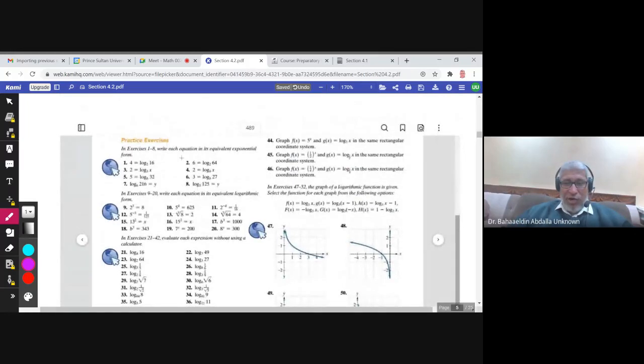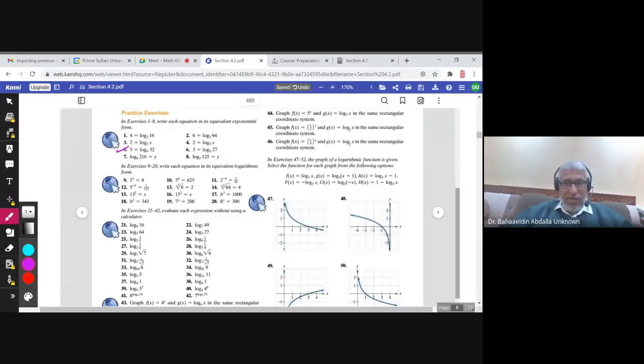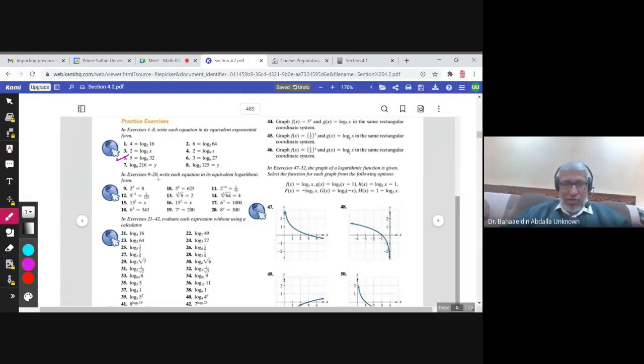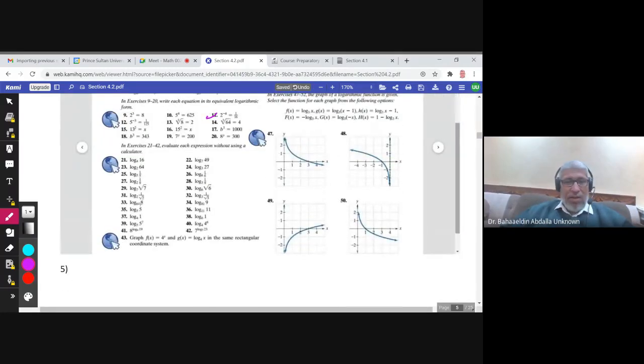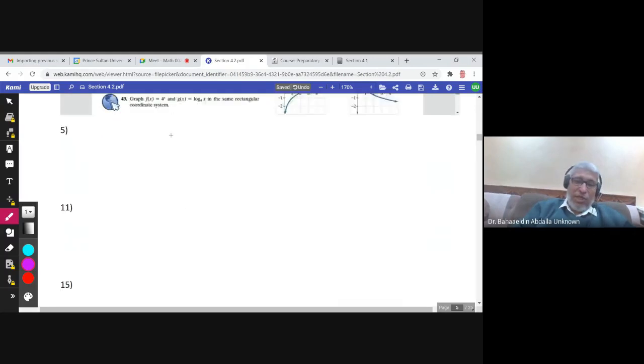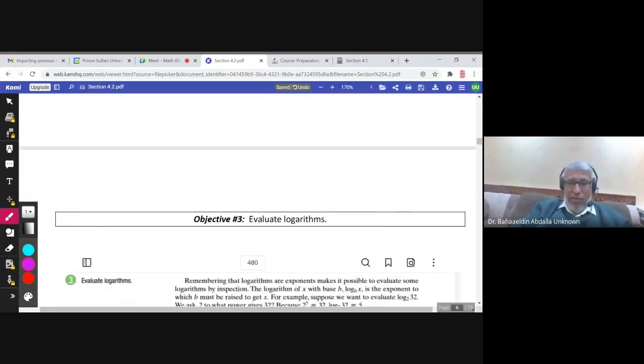Write each equation in its equivalent exponential form. Change number 5, 11, 15. Change 5 to exponential. And here 11, change exponential to logarithmic. 5, 15, 19, the same, change to logarithmic. 15, 19, all of this, change them to logarithmic.